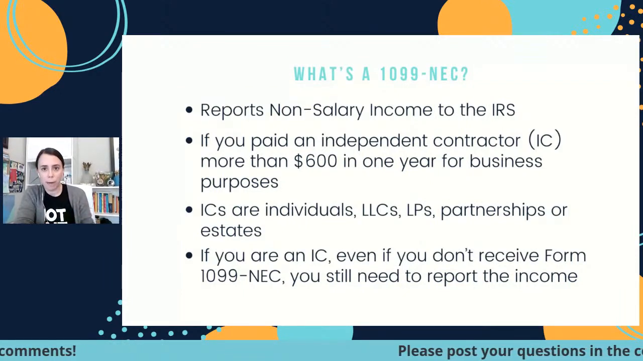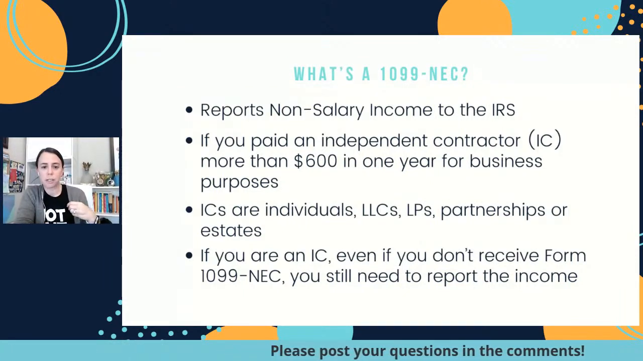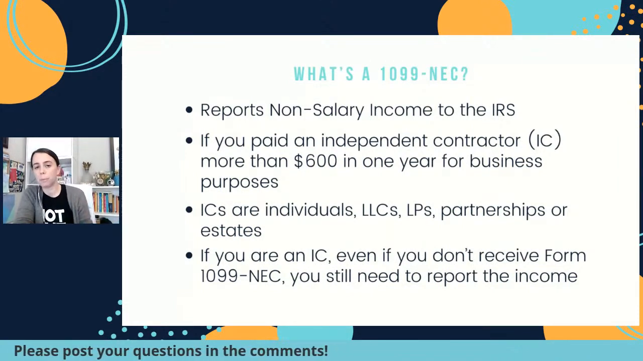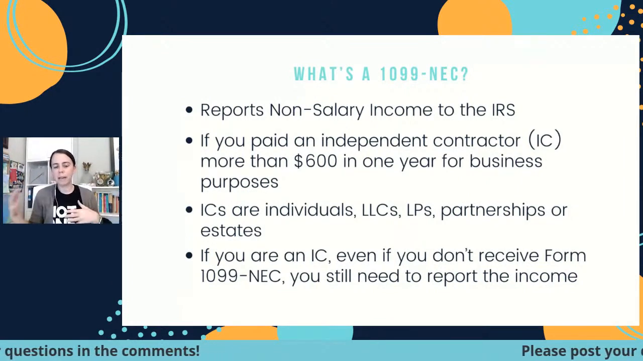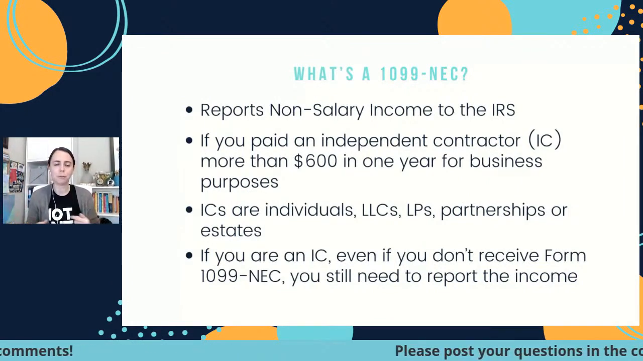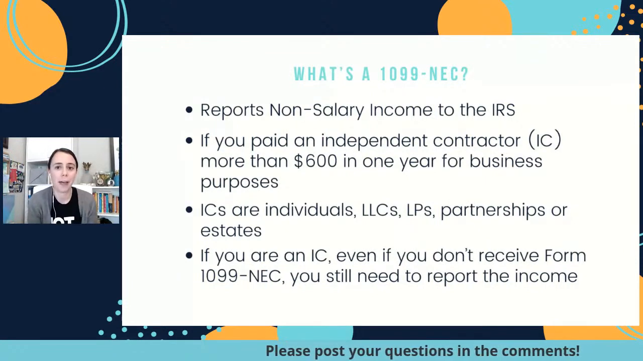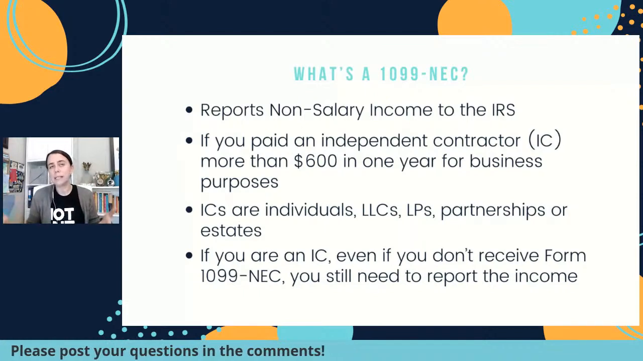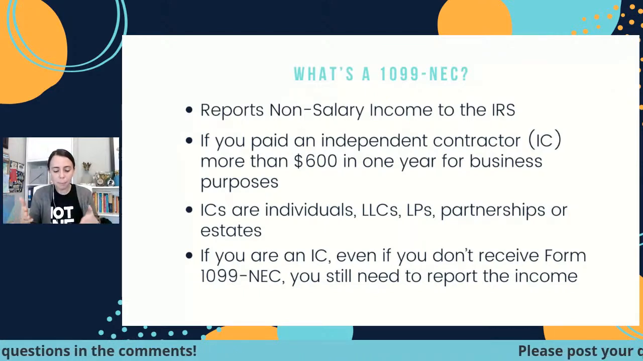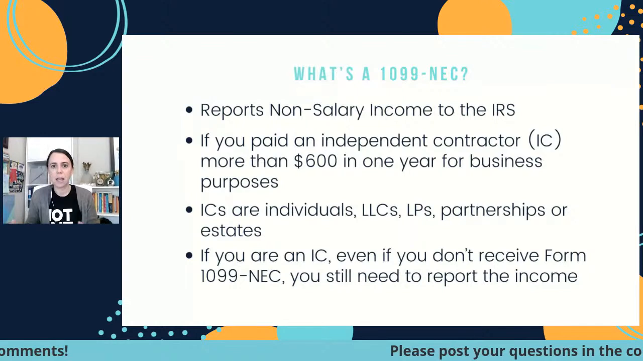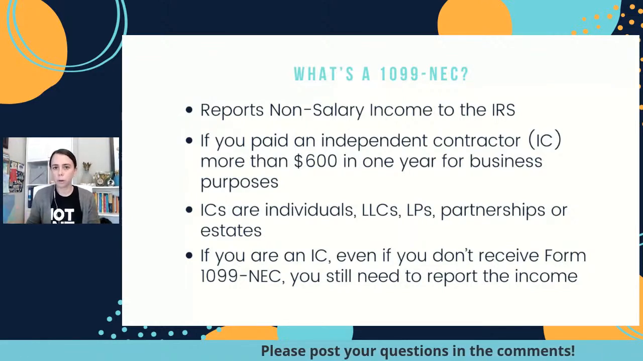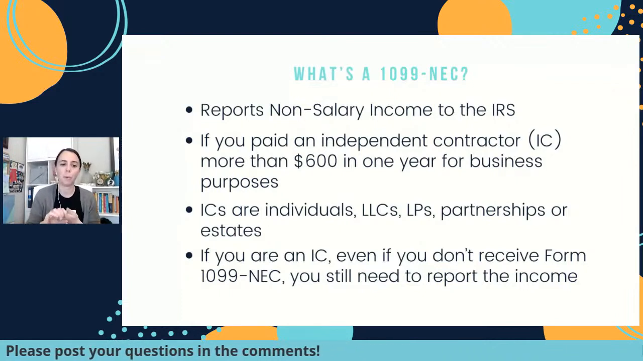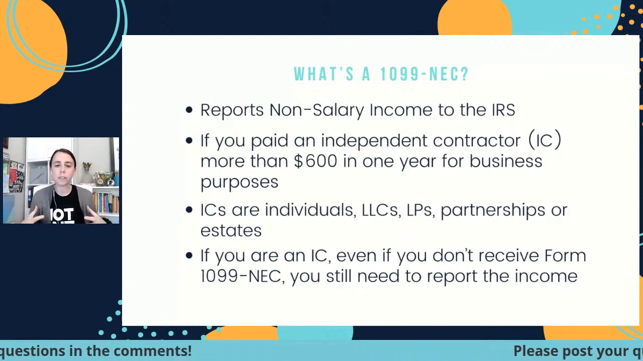Now, I do want to point out right now that if you are an independent contractor, even if you don't receive Form 1099-NEC, you still have to report the income. Just because you may not get the form, and we'll talk about why you might not get the form, doesn't mean you don't have to report that income on your tax return. You still have to. So basically, what's a 1099-NEC and who gets one? Business owners have to issue 1099s when you've paid $600 or more over the course of the year to an independent contractor. That's an individual, an LLC, an LP, a partnership, or an estate. Now, this is for services performed.